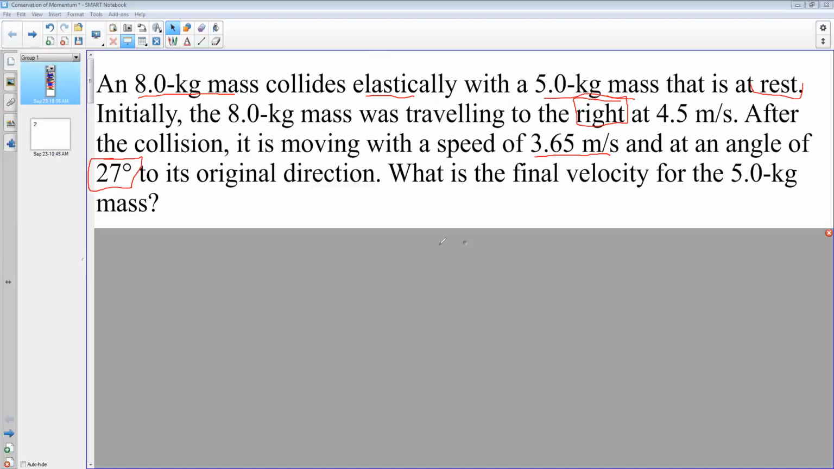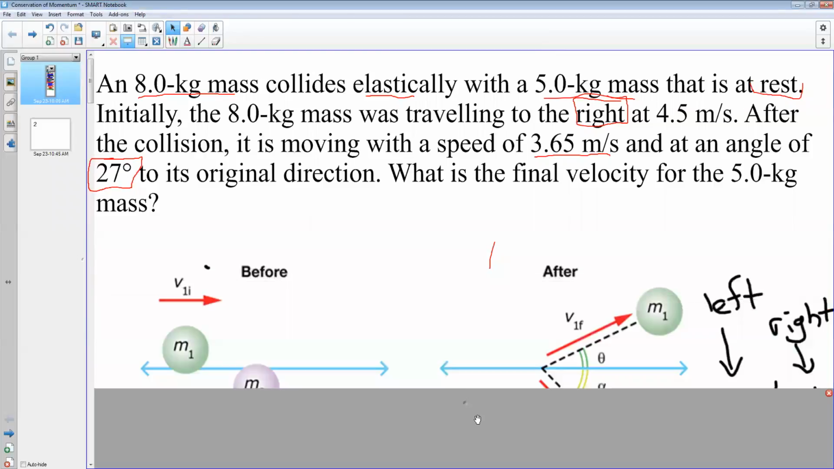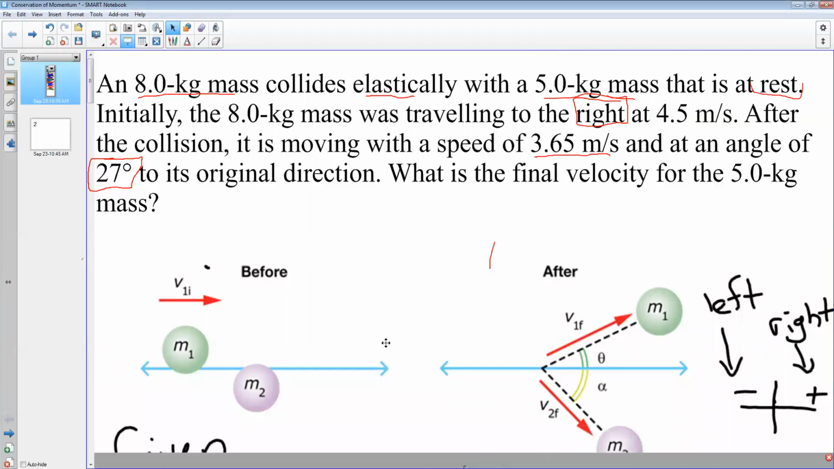I always like to start off by understanding the given quantities. So here's what it looks like. I drew it out. It helps to always draw out every problem so we understand. M1 is going to hit M2. M1 is moving, M2 is not. Keep that in mind. When they do hit, because M1 is at 27 degrees, we already know the angle that lives in here. I've given a coordinate system where right is positive and left is going to be negative.